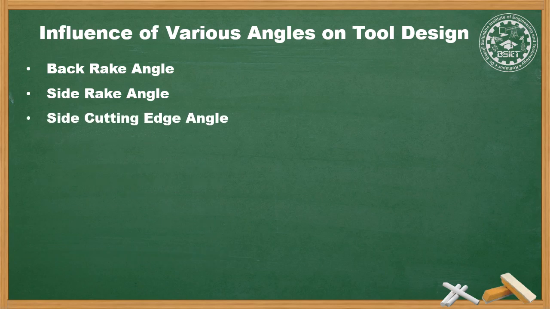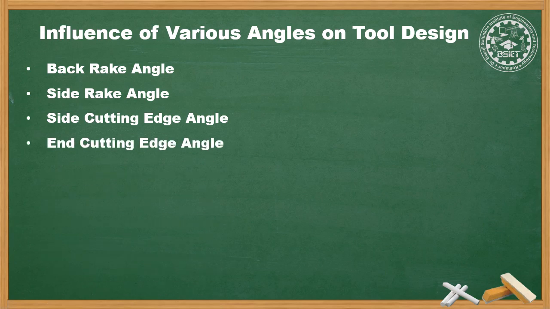Third is side cutting edge angle. Side cutting edge angle may vary from 0 to 90 degree. On increasing side cutting edge angle, the full length of cutting edge is not in contact with the workpiece when the tool enters the cut. If the side cutting edge angle is 0 degree, the full length of cutting edge is in touch with workpiece and produces initial shock. Increase in the side cutting edge angle increases the surface finish.